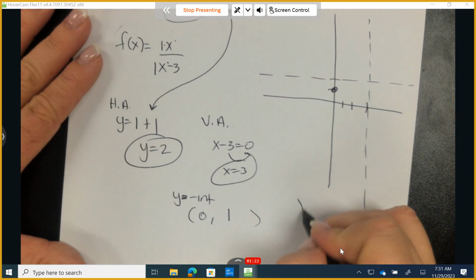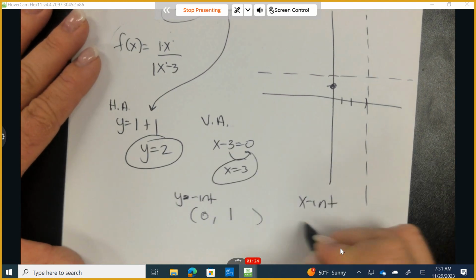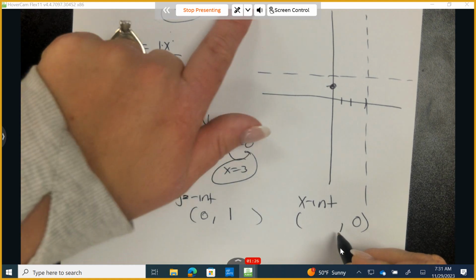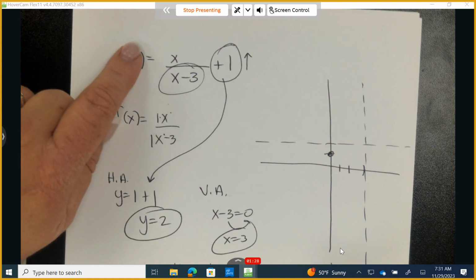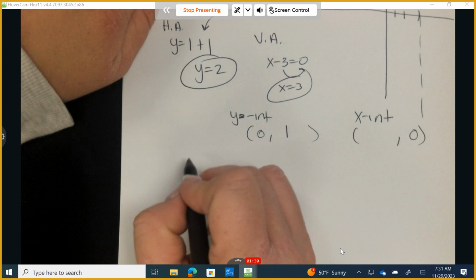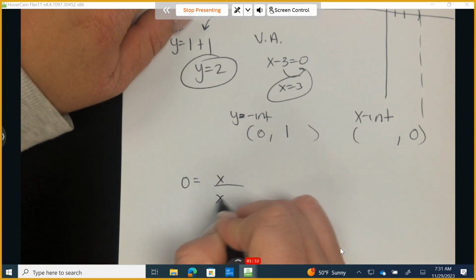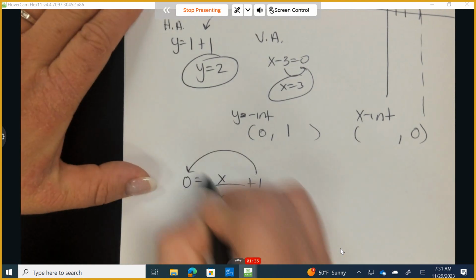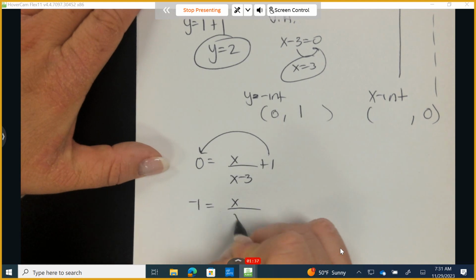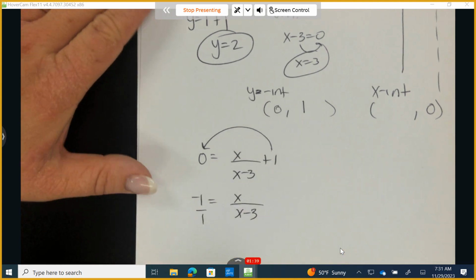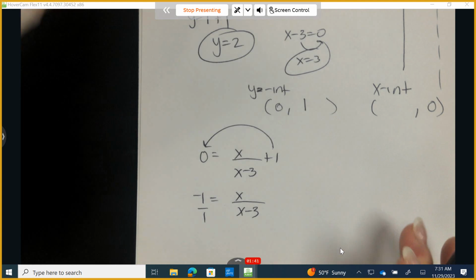Okay, the next thing we want to do is find the x-intercept. So for the x-intercept, 0 should be in the y. I'm going to take this function here, I'm going to put 0 in for the y. So down here, I'm going to do 0 equals x over x minus 3 plus 1. I'm going to start by moving 1 to the opposite side. Now we have different ways of doing this, but here's one way. Can you see down below what I'm doing?